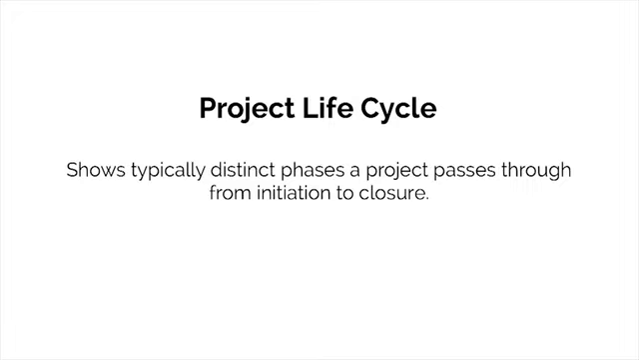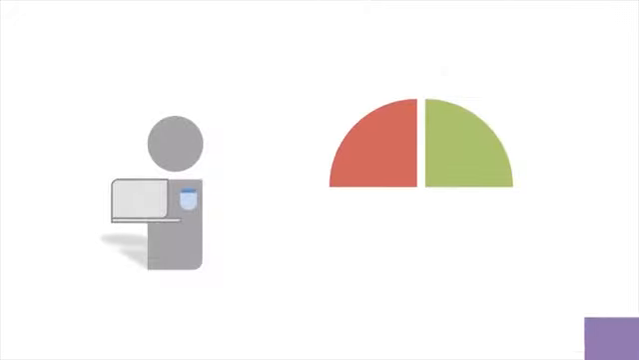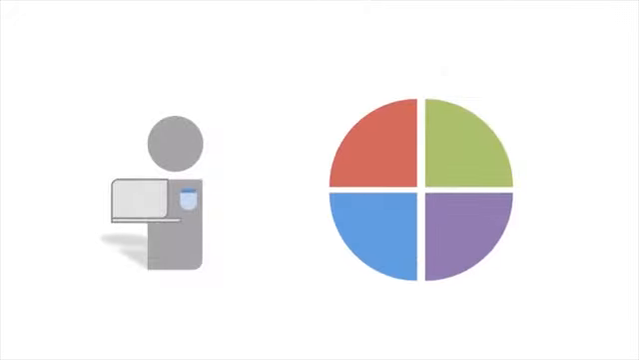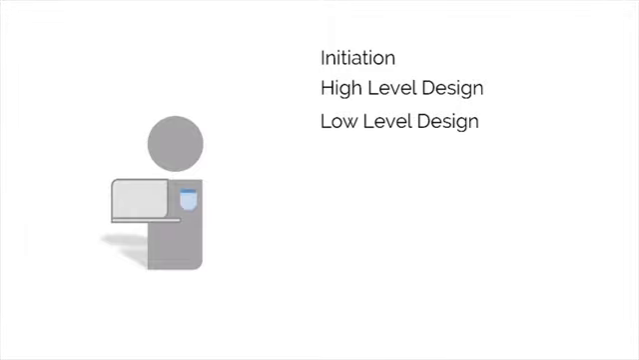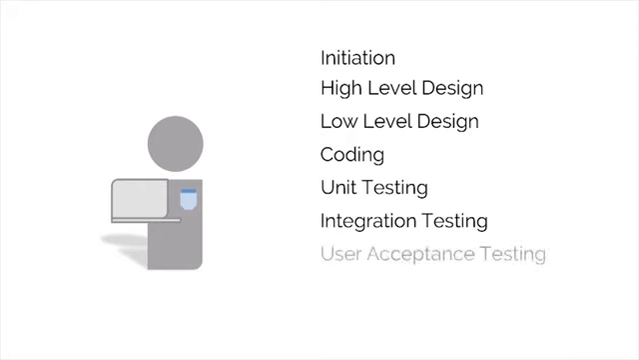initiation to closure. Essentially, project managers can divide projects into phases to provide better management, planning, and control. Collectively, these phases are known as the project lifecycle. For example, in IT projects, a sample project lifecycle may include initiation, high-level design, low-level design, coding, unit testing, integration testing, user acceptance testing, and rollout. The project lifecycle is industry-specific and can be different for each project.